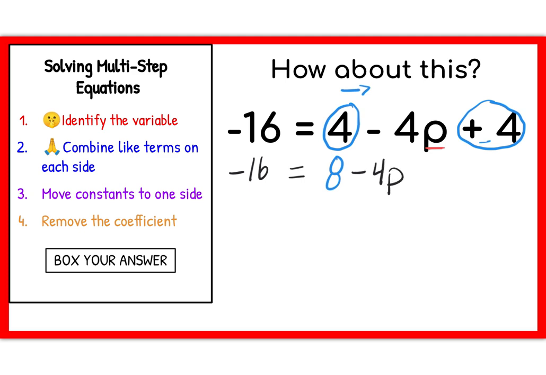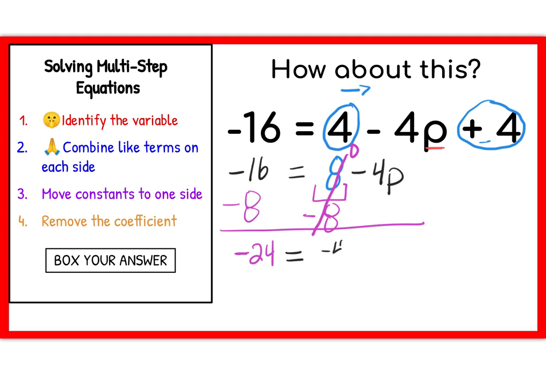Step 3 is to move constants to one side. So negative 16 is a constant, however, it's not on the variable side. So my goal is to move this positive 8. Because it is a positive, the goal is to do inverse, which is minus, and I'm going to keep the balance by doing it on both sides. So 8 minus 8 is going to give me 0. So the goal is always to make a constant turn into 0. And negative 16 minus 8 is negative 24. Again, I'm going to bring down everything I did not use.